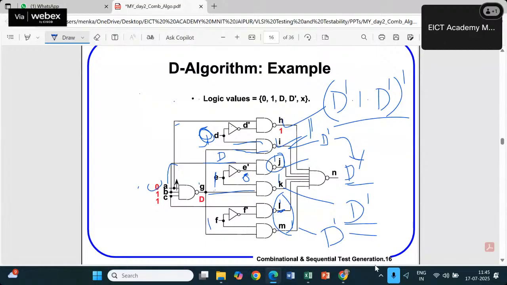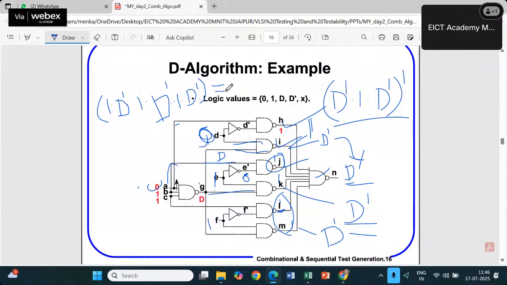So basically we are having the combination at gate n. These combinations can be represented as 1, 1, 1, d dash, then again 1, and then again d. This is one combination. Another combination is 1, d dash, 1, d dash, 1, d dash. If we are taking NAND of all of these, we are getting D at the output.